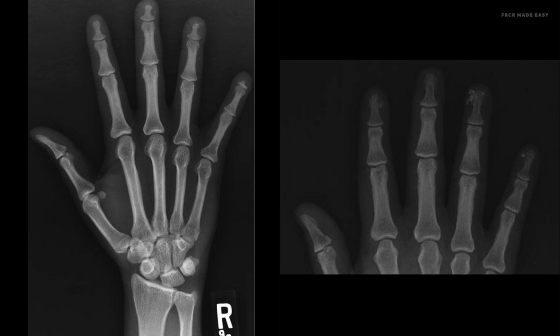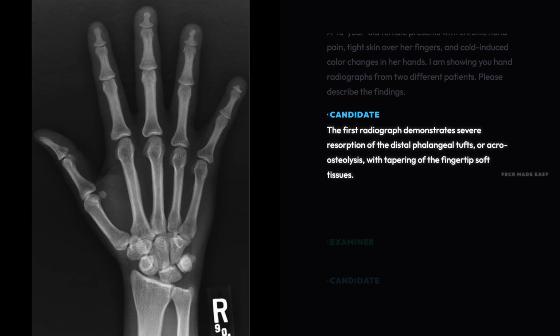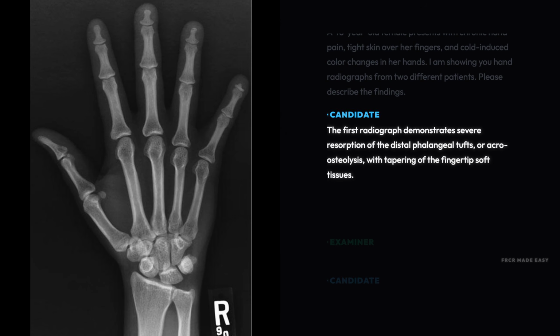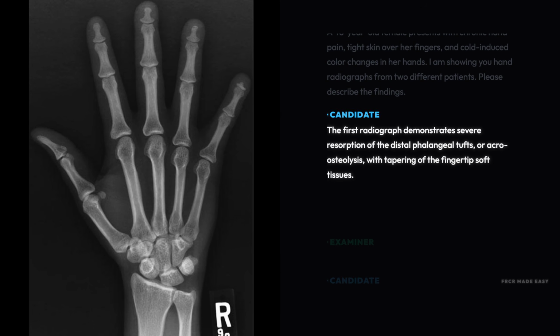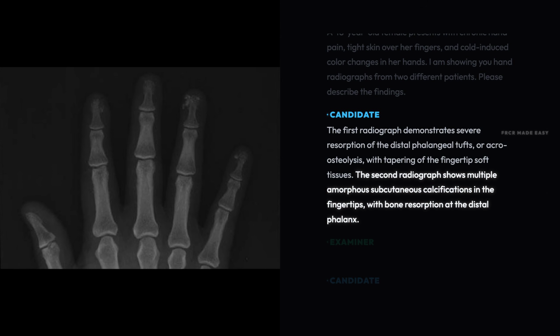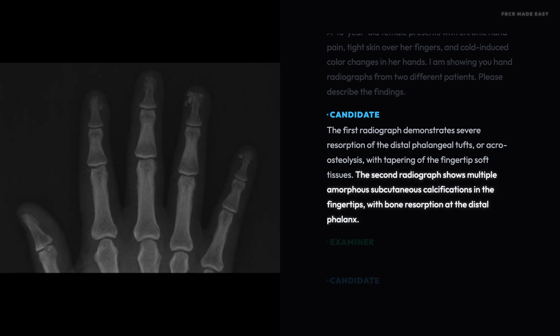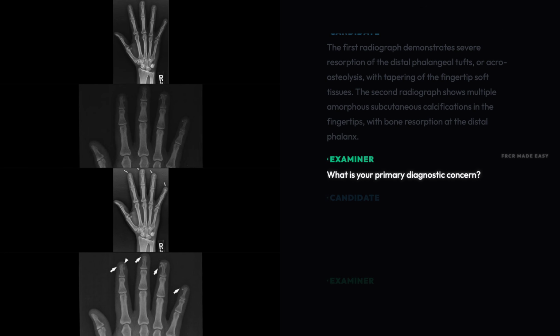Please describe the findings. The first radiograph demonstrates severe resorption of the distal phalangeal tufts, or acro-osteolysis, with tapering of the fingertip soft tissues. The second radiograph shows multiple amorphous subcutaneous calcifications in the fingertips, with bone resorption at the distal phalanx. What is your primary diagnostic concern?